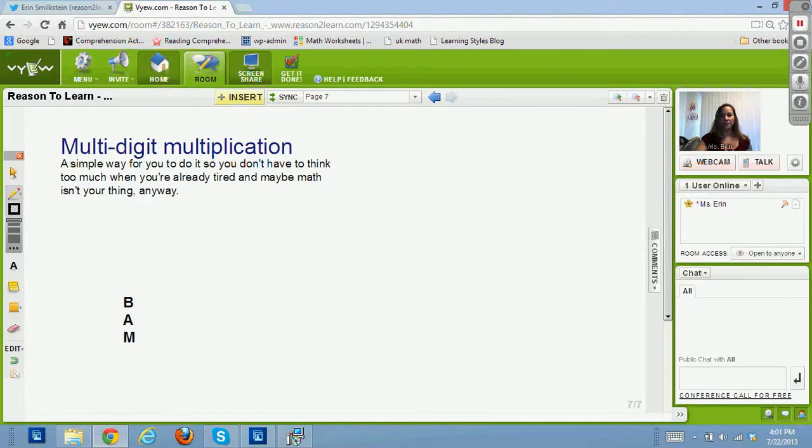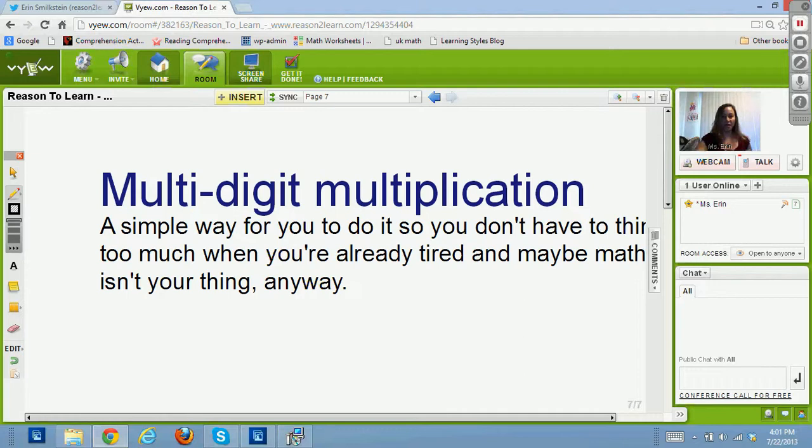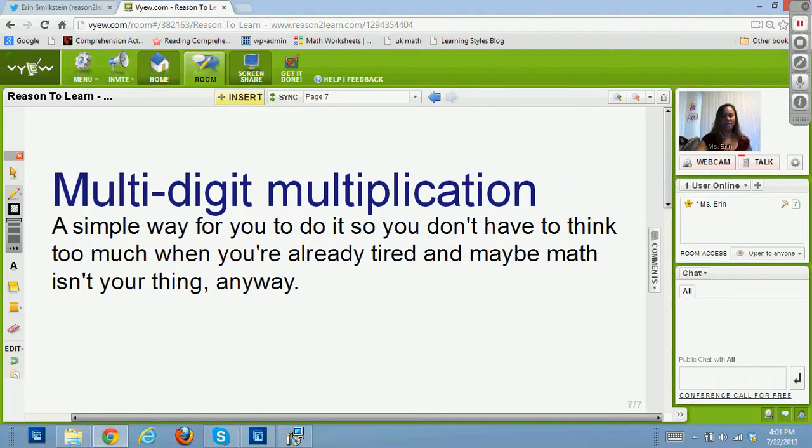Okay. So what we are looking at today is multiplication, and I have titled this Multi-Digit Multiplication, a simple way for you to do it so you don't have to think too much when you're already tired and maybe math isn't your thing anyway, which I guess could kind of be the title of any of these lessons I do.